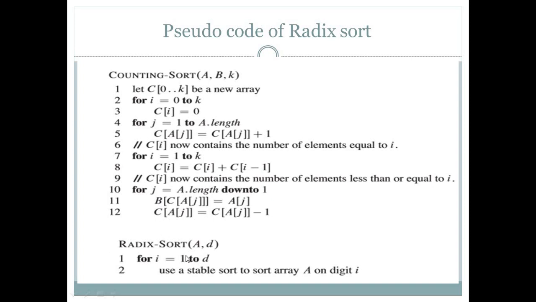Means we are using our radix sort algorithm with a for loop from 1 to d. Means if our number of digits is 4, then we will use i equal to 1 to 4. If our number has 3 digits, then we will apply i equal to 1 to 3, and in it we will apply this counting sort algorithm. Okay, so this is the explanation of the radix sort algorithm.